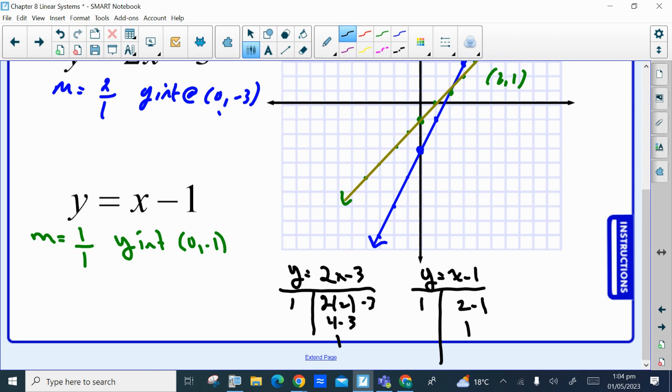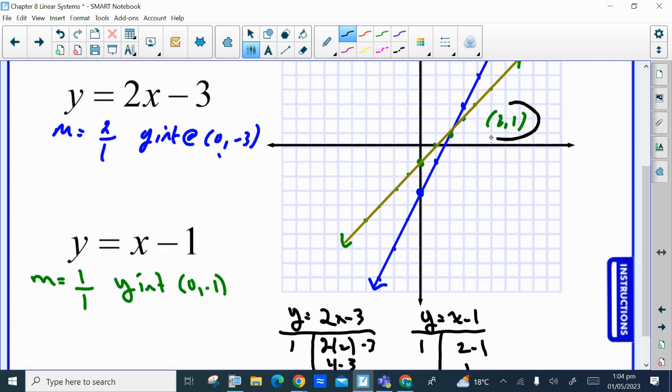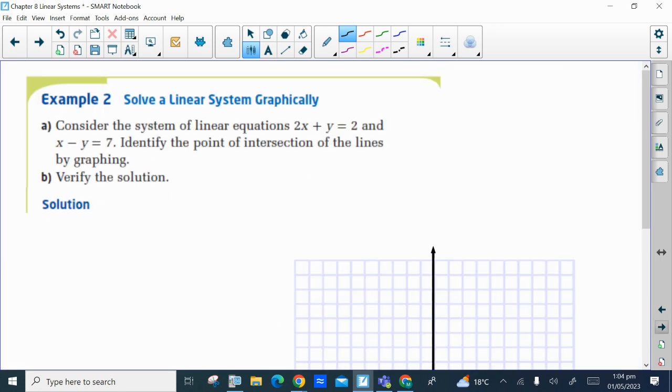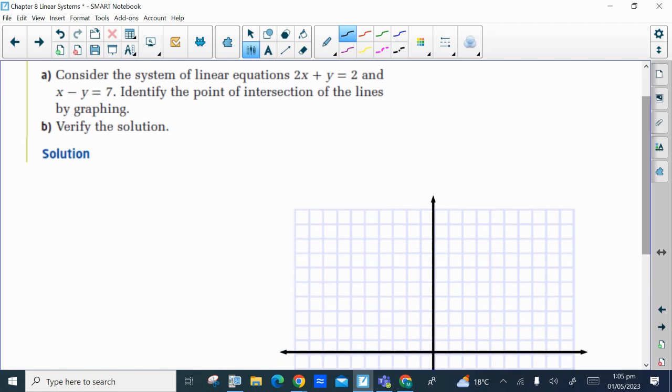That proves that the point is on both lines. So therefore it is the solution to the system of equations. It's the point that satisfies both lines. Right, so the solution as well as the check is on the next page. This next one, you want to solve the system of equations, identify the point of intersection, and then verify. So these ones are not in slope-intercept form, so that's where we need to start.